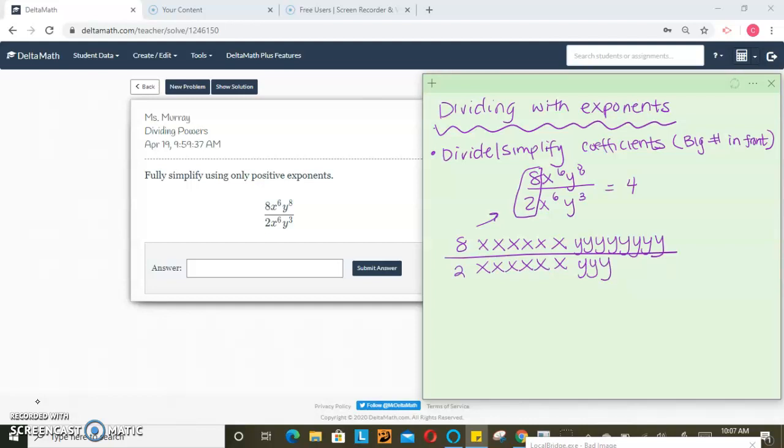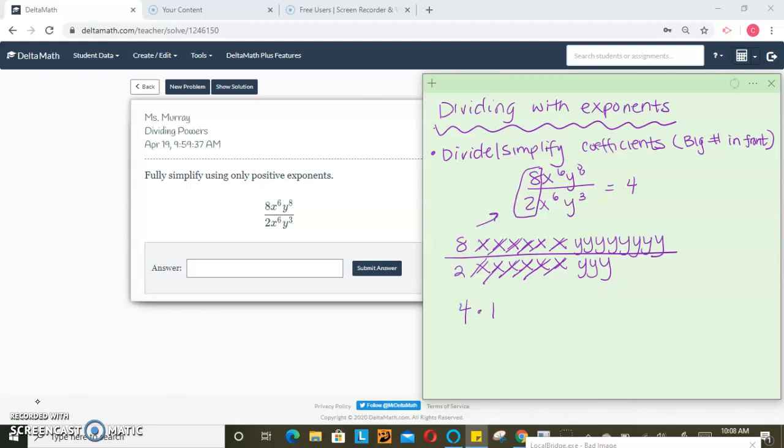Now, when you divide and you have a common factor, you can cancel it out. So we did the 8 divided by 2, and 2 goes into 8 exactly 4 times. Now, x divides x once. X divides x once. X divides x once. And I can keep canceling these out. And what ends up happening is because there's the same amount of x's on the top as there are on the bottom, everything cancels and becomes a 1.